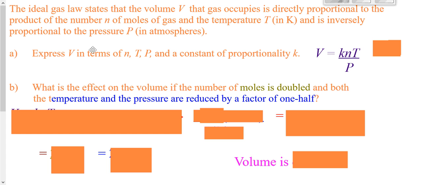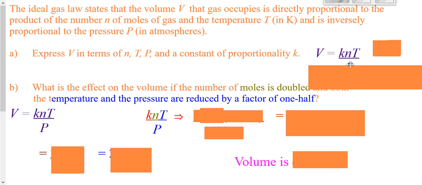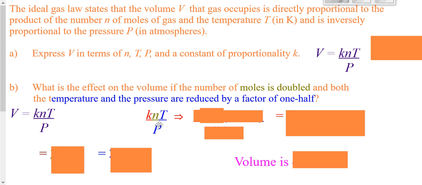Now they want to know what happens to our volume when we do some changing of our moles, our temperature, and our pressure. So we have our basic function right here, variation. We're going to go ahead and make some changes. We're going to have the value of K. The moles, it says, is doubled, so I'm going to replace N with 2N. It says the temperature and pressure are both reduced by half. So instead of T, it's half of T. Instead of P, it's half of P.